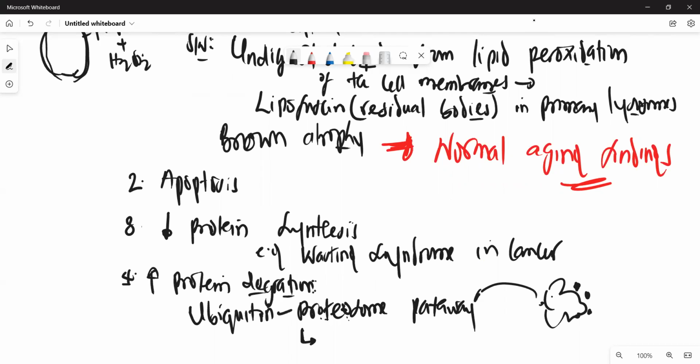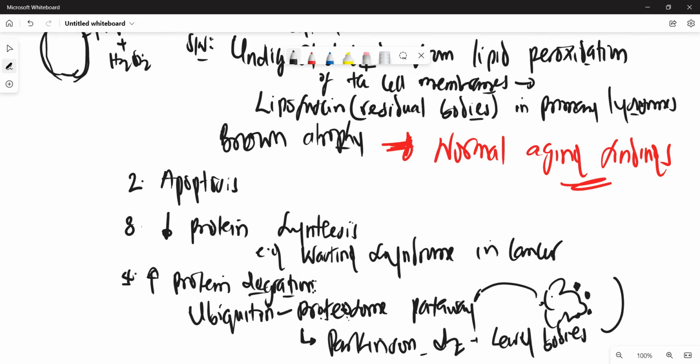Anybody know the condition? Very good. Parkinson's disease, right? So in Parkinson's disease, we see Lewy bodies, right? Basically, Lewy bodies are ubiquitinated neurofilaments that deposit in the brain and destroy the substantia nigra, and that leads to decreased dopamine production. As a result of decreased dopamine production, this patient cannot initiate movement, so they become very stiff. They can't initiate movement anymore.